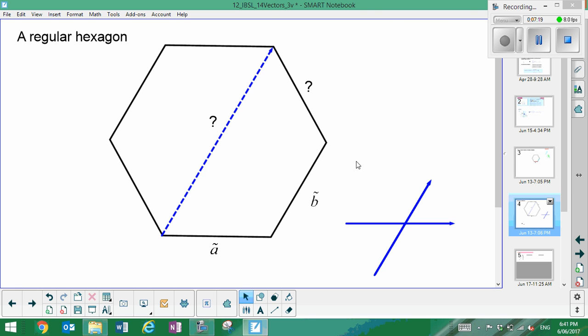This one's a similar one. Again, we've got a regular hexagon, so it's the same problem. This is our b, this is our a, vectors going that direction. That side's going to be a repeat. What would this one be here? Can you name that diagonal of the hexagon? So we'll look at that one in class.